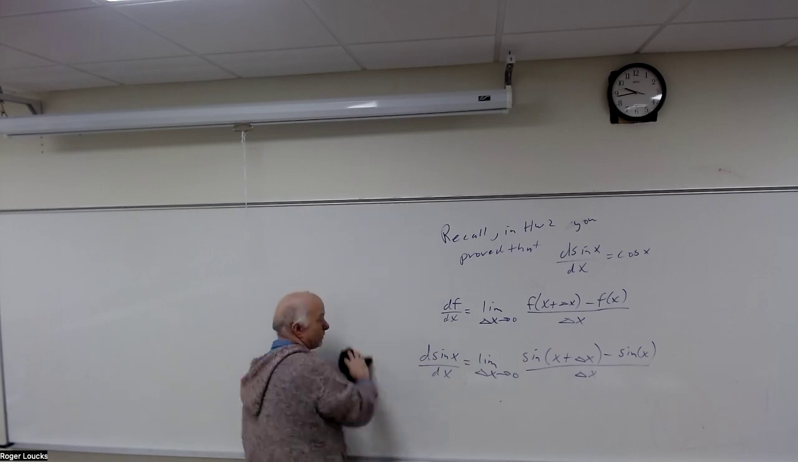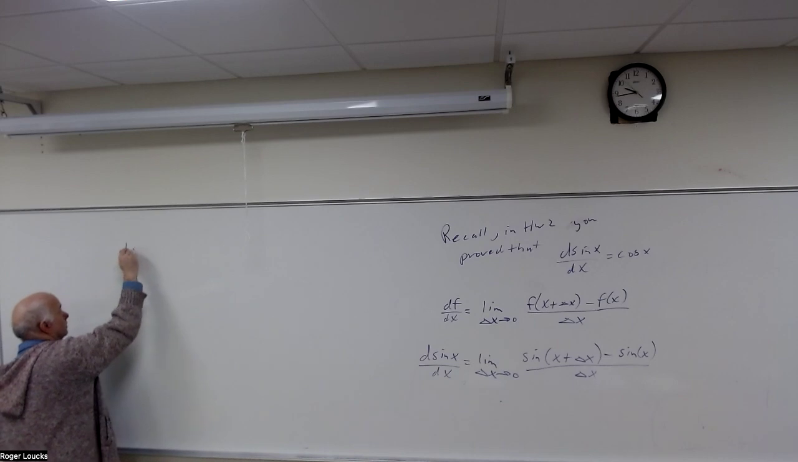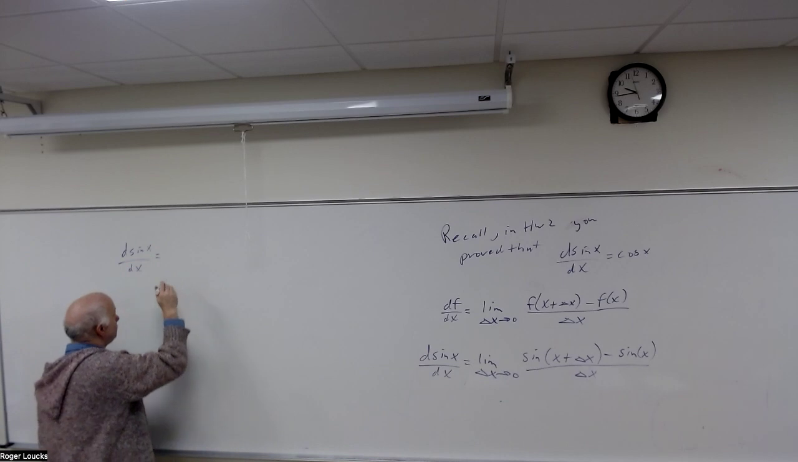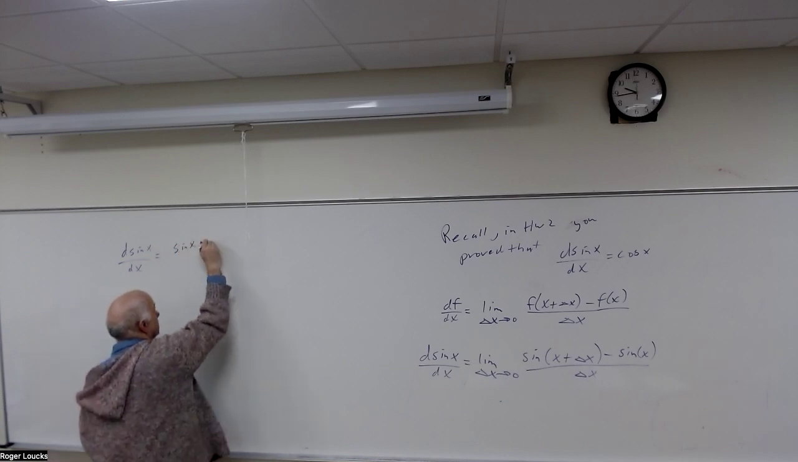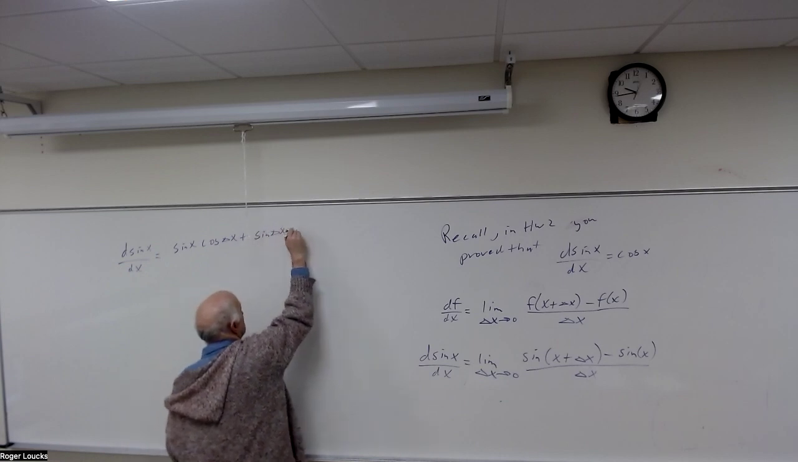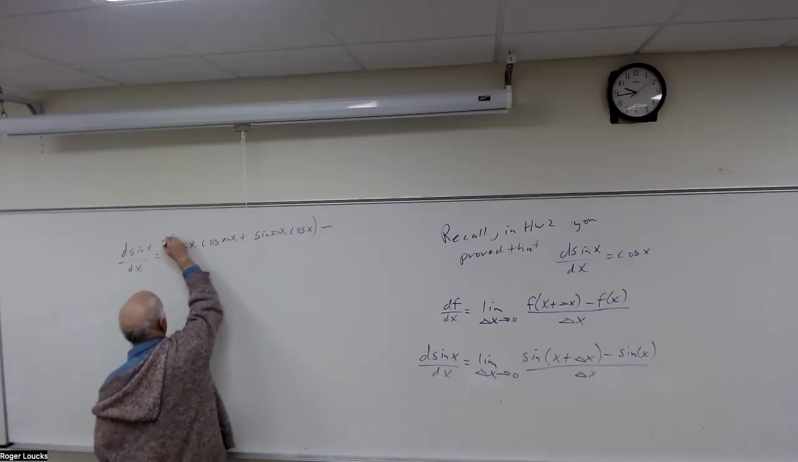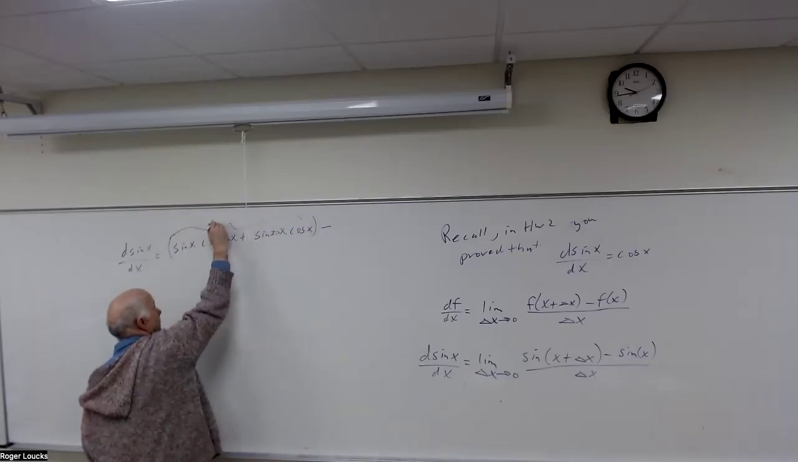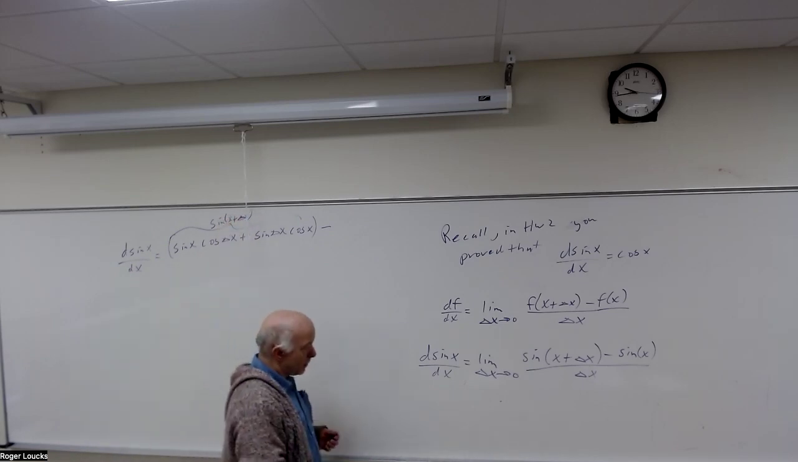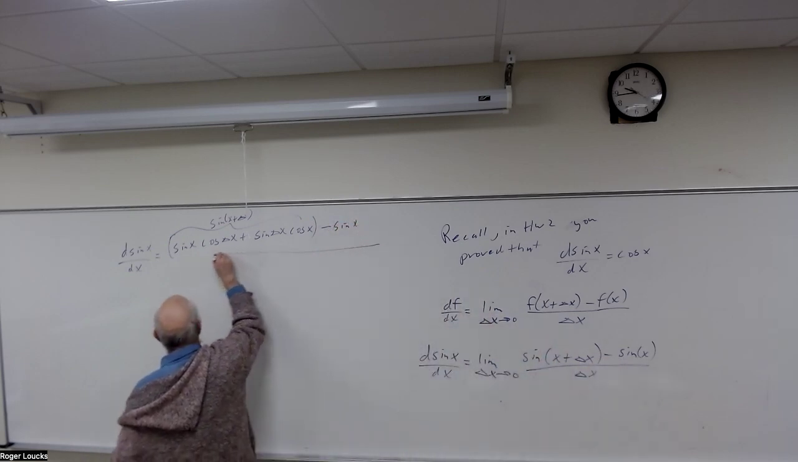We did this. That's the same thing as sine of a plus b. So what happens here? We have d sine of x dx equals what? We have the sine of x cosine of delta x plus the sine of delta x cosine of x, right? Minus this whole thing here, my sine of x, all over delta x.